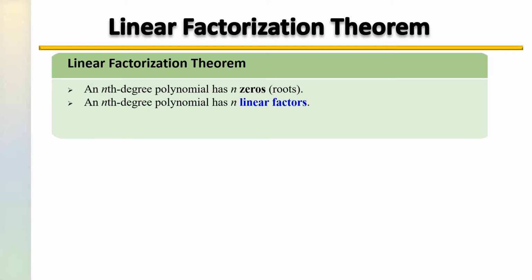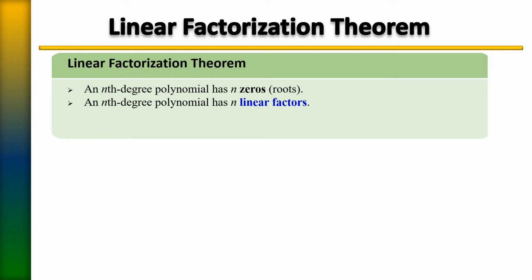Linear factorization theorem. An nth degree polynomial has n number of zeros or roots. An nth degree polynomial has n number of linear factors. So what does that mean? Whatever is the highest degree of a polynomial will tell you how many zeros or how many roots there are. It will also tell you how many linear factors you will have of that polynomial.